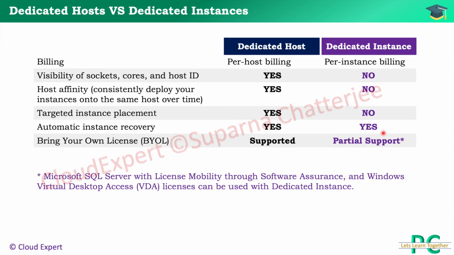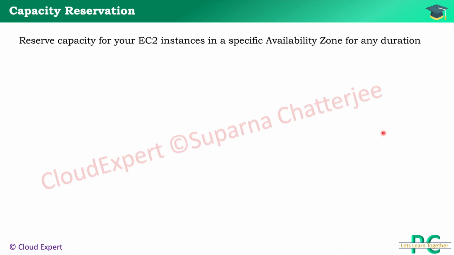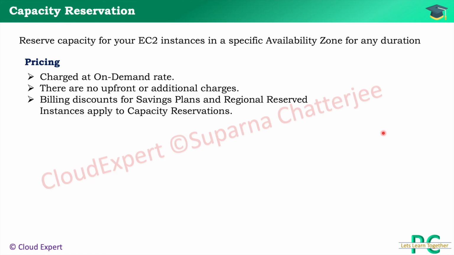If you want to bring your own license, dedicated host will support all the license vendors or all the license providers, while dedicated instance does not support every time. Next, capacity reservation. Under capacity reservations, you can reserve capacity for your EC2 instances in a specific availability zone for any duration. Now let's review the pricing.